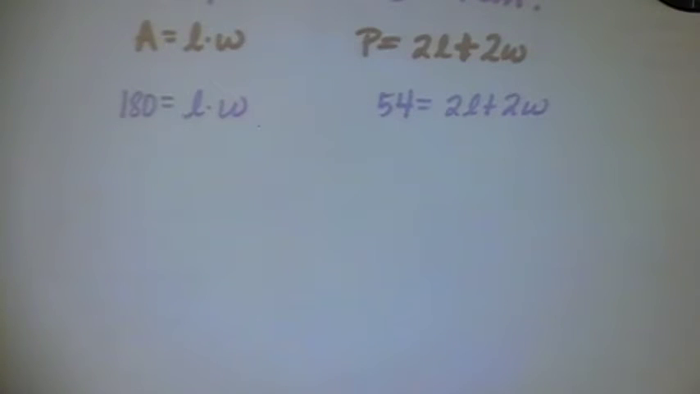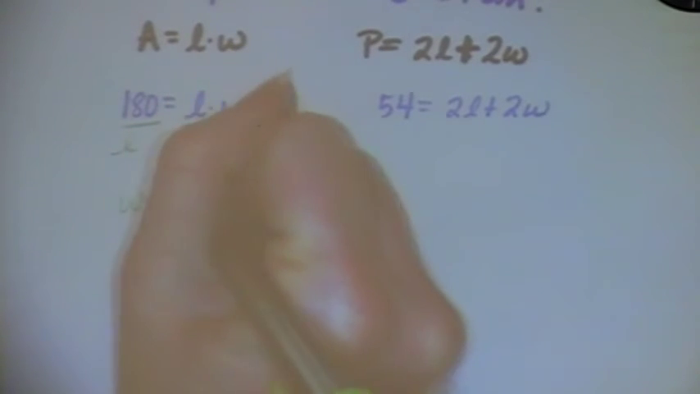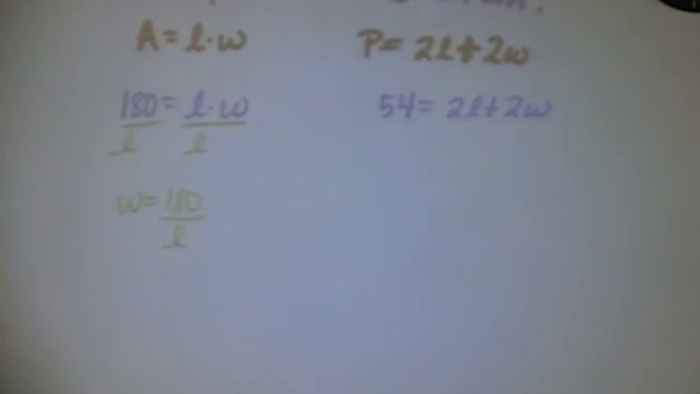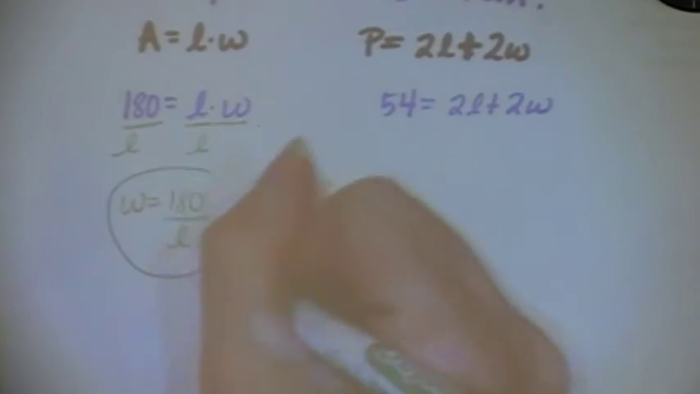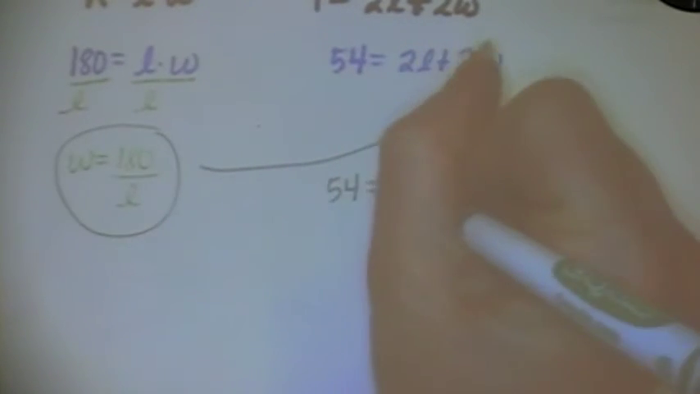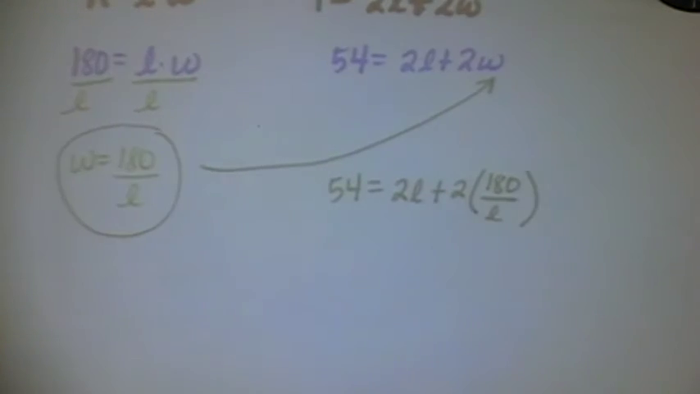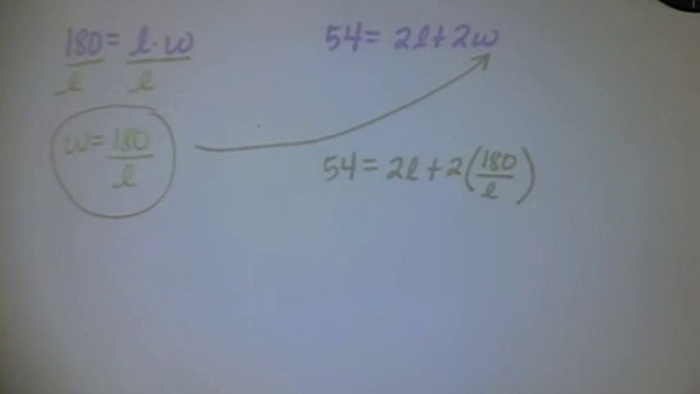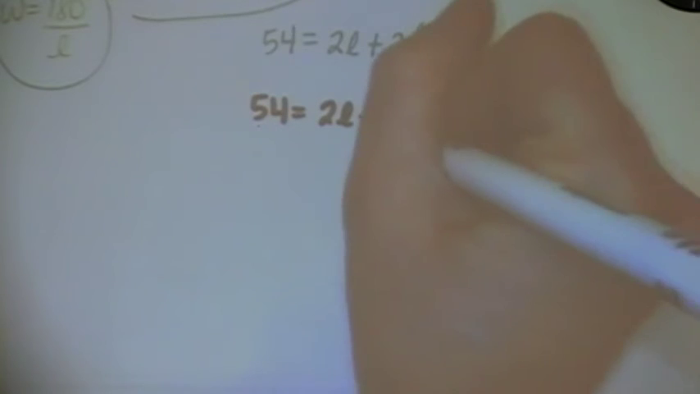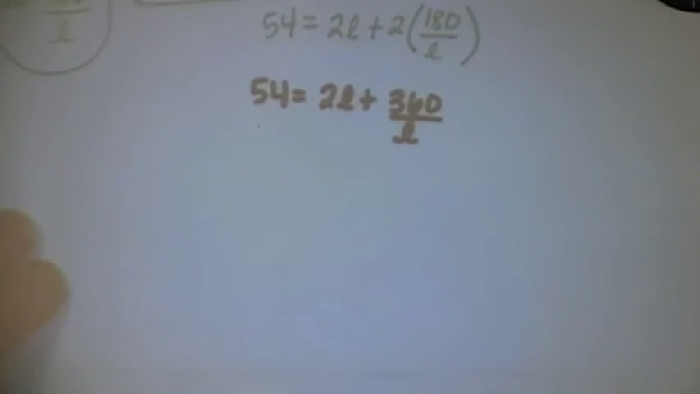So 180 over L. So W equals 180 over L. Now that I know that, then I can take this W and plug it right there. So now I have 54 equals 2L plus 2 times 180 over L. Okay. So if I simplify that, I have 2L plus 360 over L.